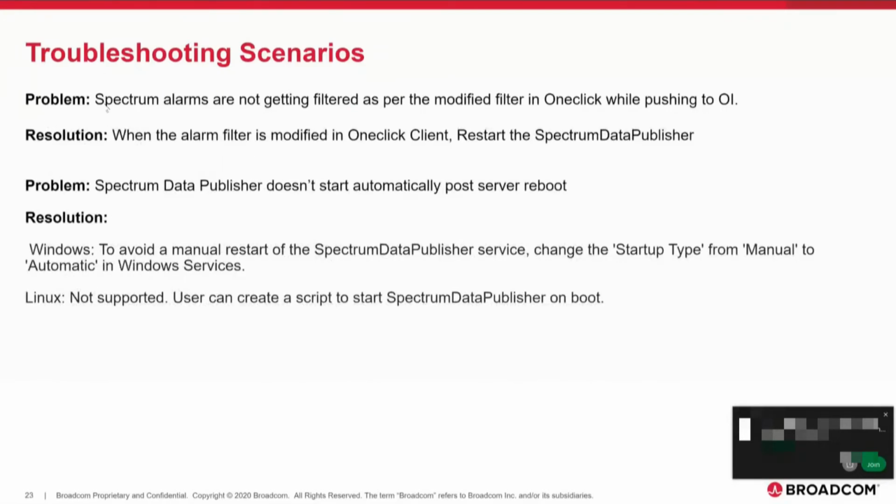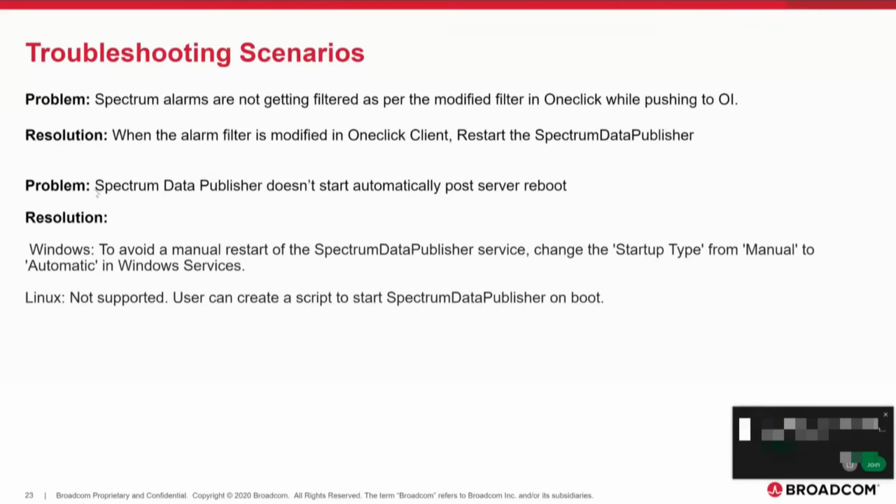Another problem: the Spectrum alarms are not getting filtered as per the modified filter in OneClick. There could be cases where customers modify the filter in Spectrum OneClick. It will not be automatically reflected in Spectrum Data Publisher, so they have to restart the Spectrum Data Publisher to take that into effect.